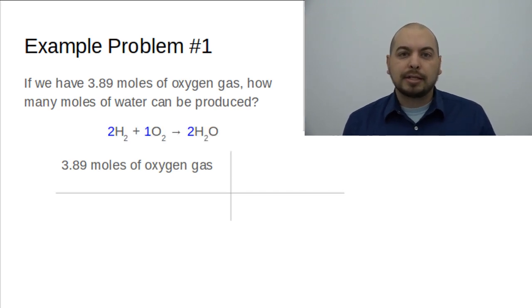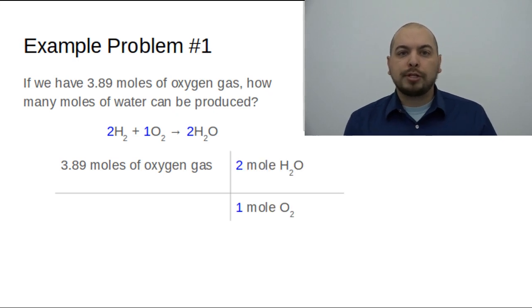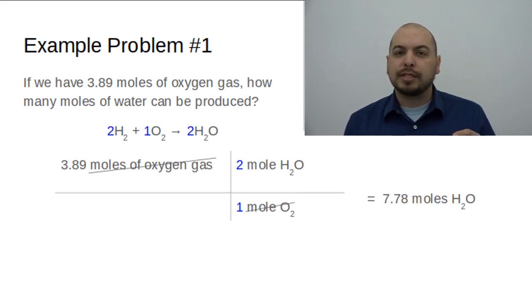Now, in the balanced chemical reaction, we see that we have 2 moles of water for every 1 mole of oxygen. Therefore, the ratio we're dealing with, we need to divide by moles of oxygen to cancel out moles of oxygen and multiply by moles of water. So we're going to multiply by a ratio of 2 over 1. Don't forget units. We want to make sure our units are canceling. This means that we end up producing 7.78 moles of water from our original 3.89 moles of oxygen gas.